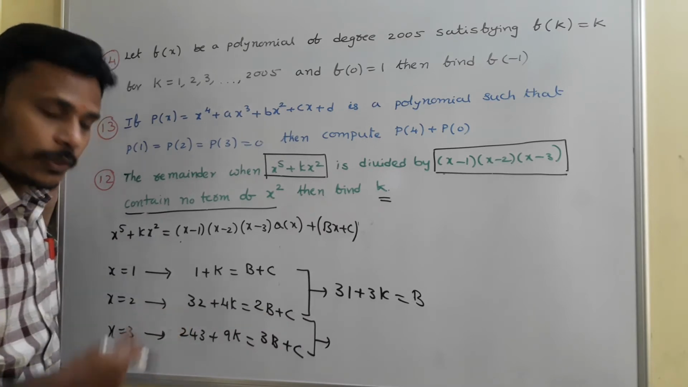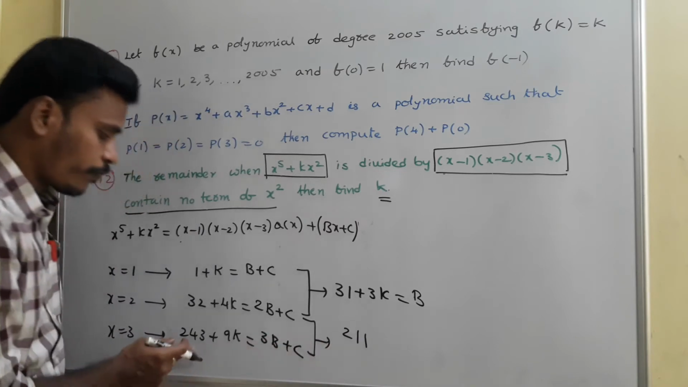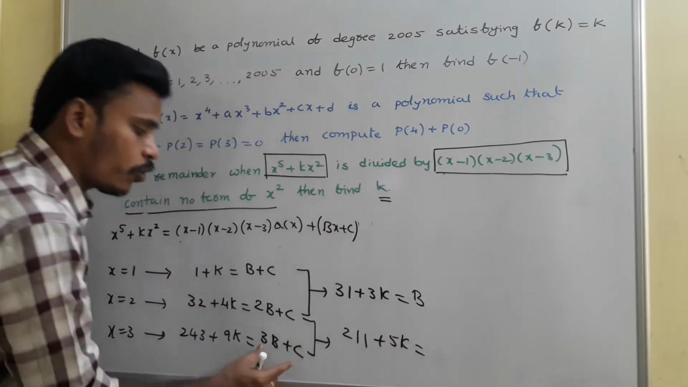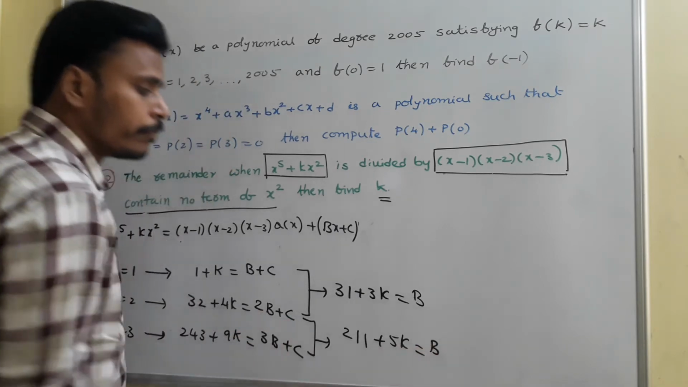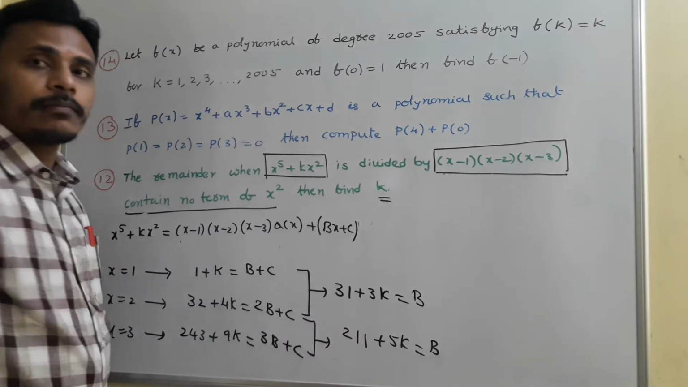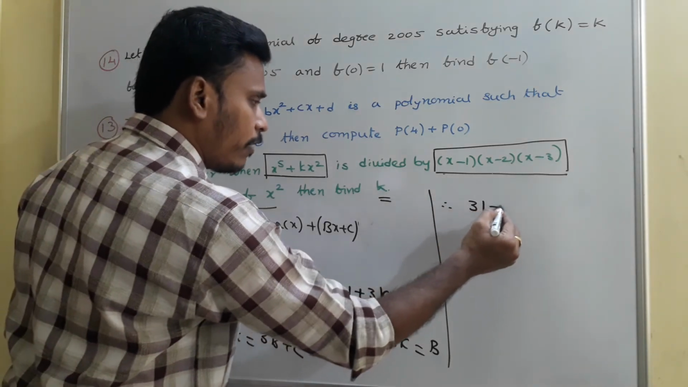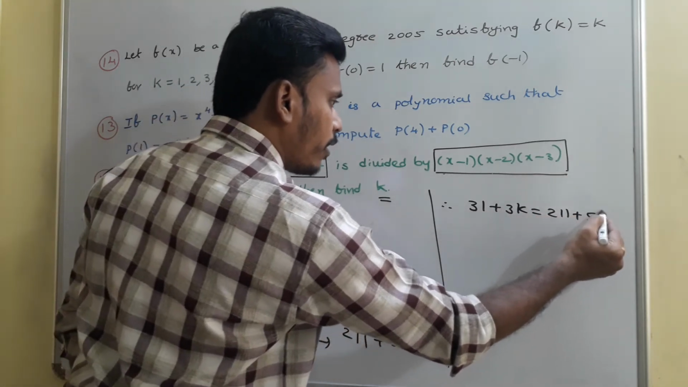243 minus 32. So 3 minus 2 is 1. 4 minus 3 is 1 and then 2. 9k minus 4k plus 5k is equal to 3b plus c minus 2b plus c. This is again b. So this is b and this is b. I need k, right? So since I need k, therefore 31 plus 3k is equal to 211 plus 5k.